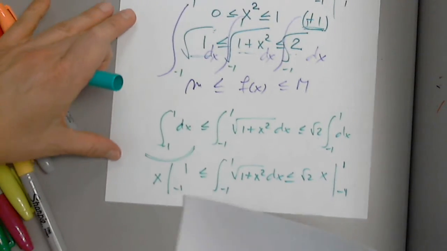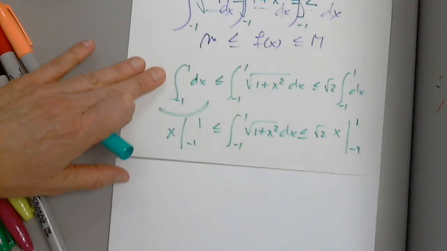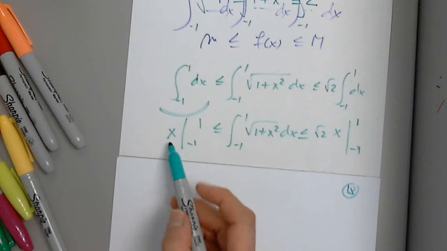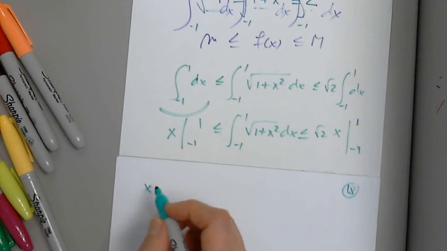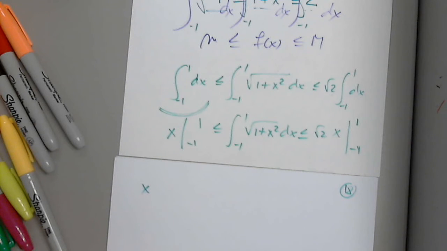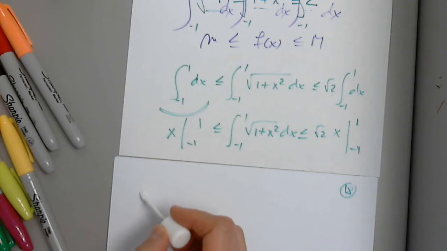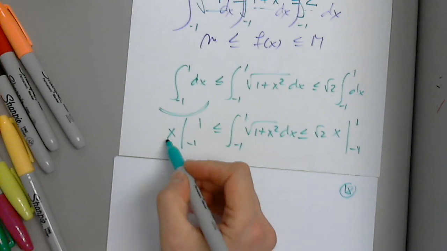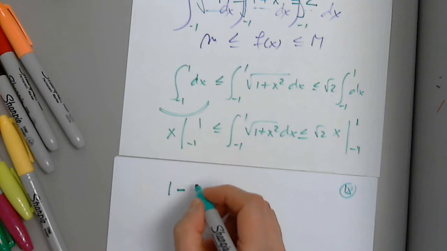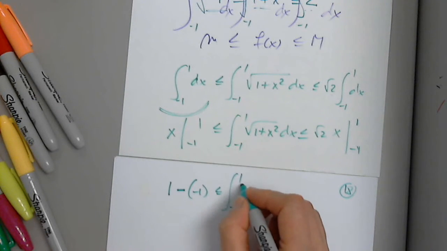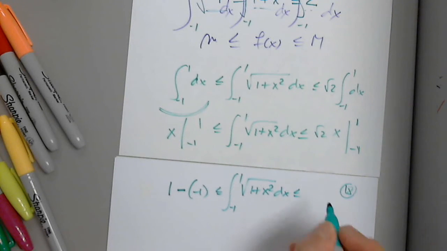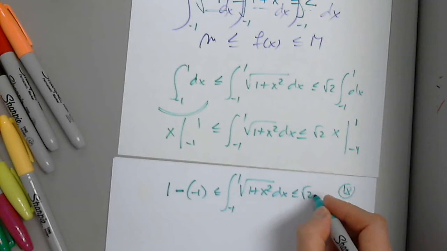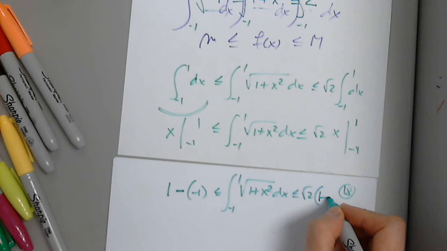Just need more paper. So for x, I plug in 1. What do I get when I plug in 1? Well, the answer is 1. But then when I plug in -1, remember the fundamental theorem of calculus, part 2, I subtract. I plug in 1, and then I subtract when I plug in -1. Same thing here: the square root of 2, I plug in 1 minus -1.